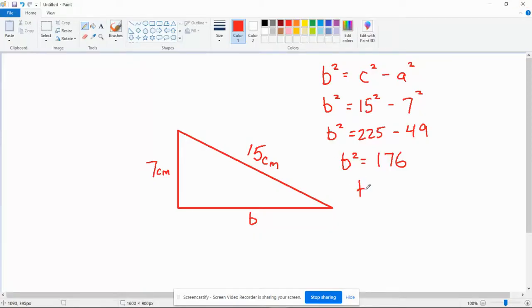And then B would be 13.27, or for those of you who want to get technical out there, 13 and 27 hundredths. So then we know we can just put it in over here. B would be 13.27 centimeters.